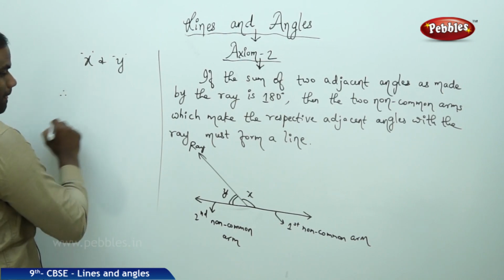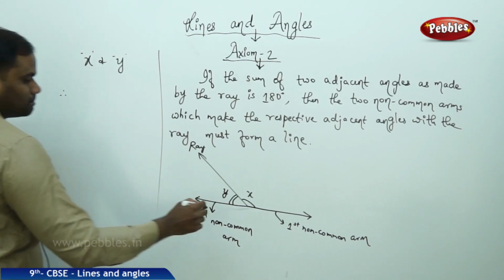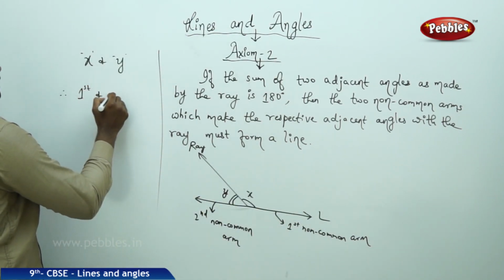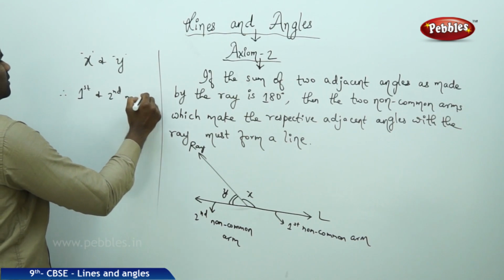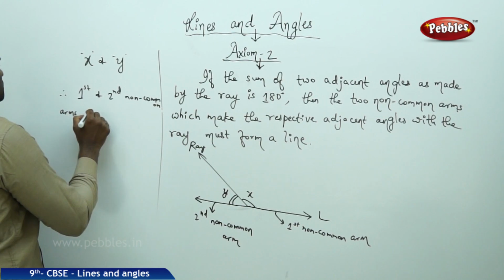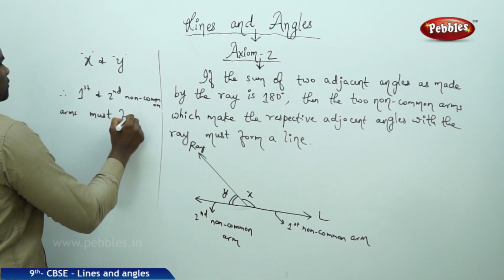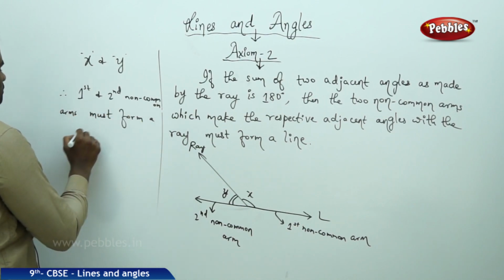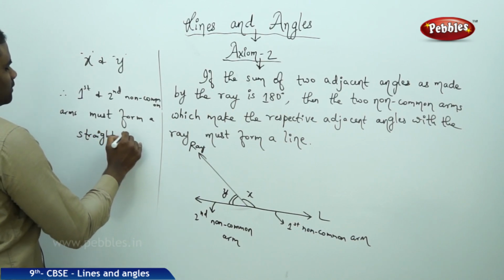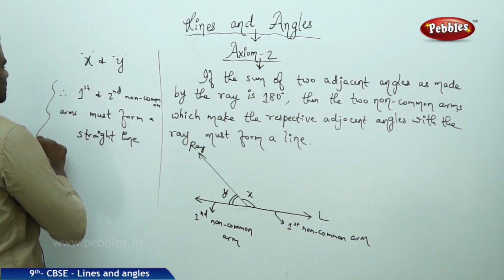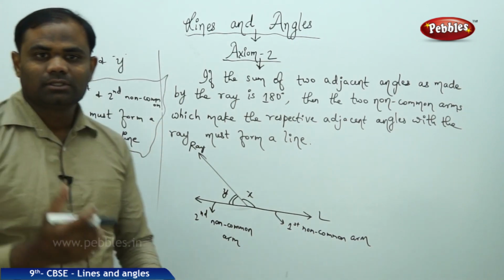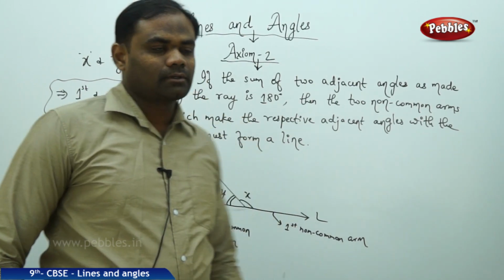Therefore, first and second non-common arms must form a straight line according to axiom number 2.